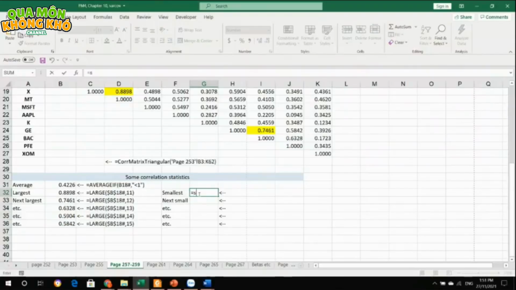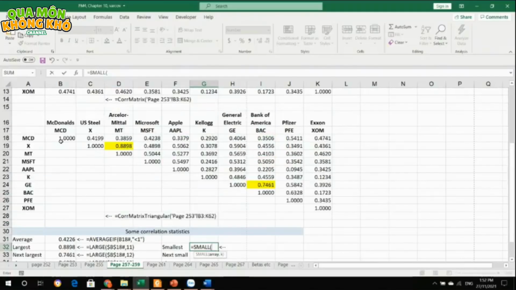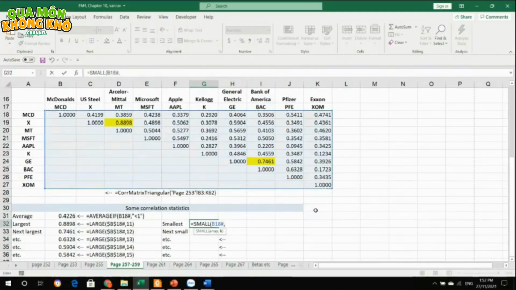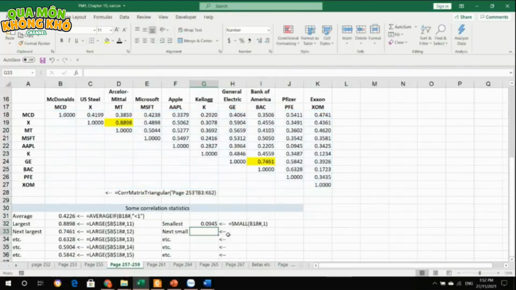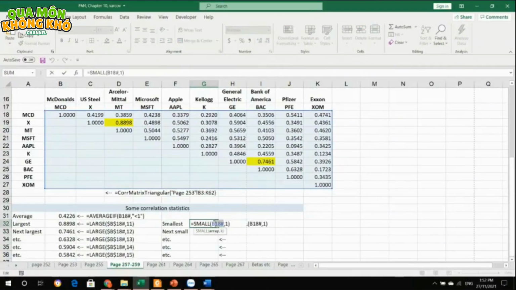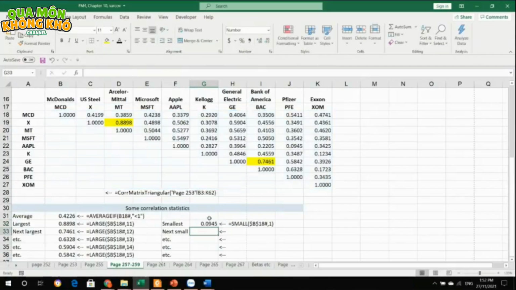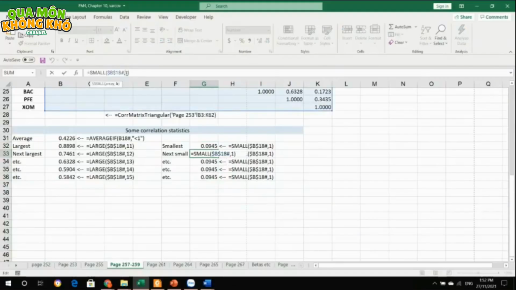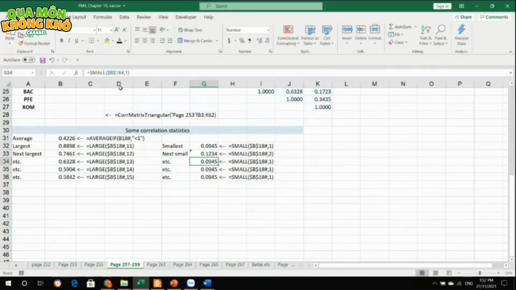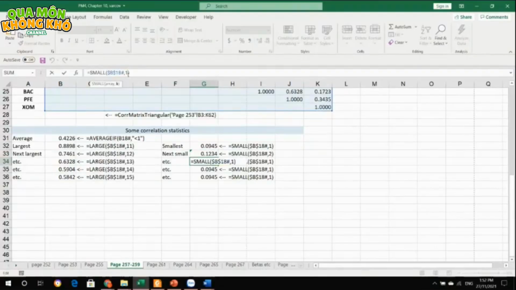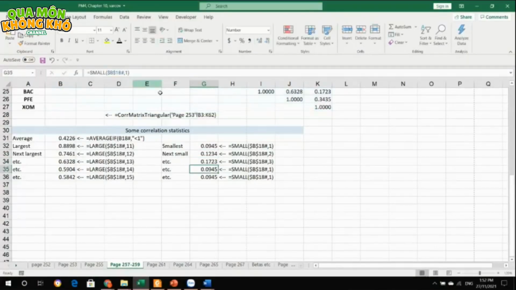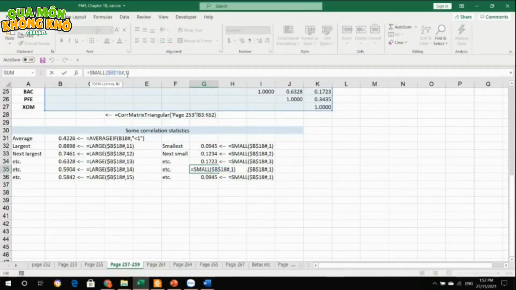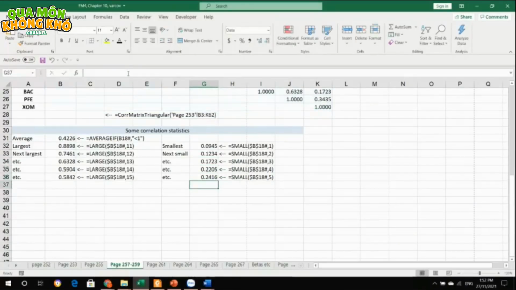Also for the smallest, we use the function SMALL. We add the array and the k number. Also, as with LARGE, we just change the k number here to find the first, the second, the third as we want. Like this.